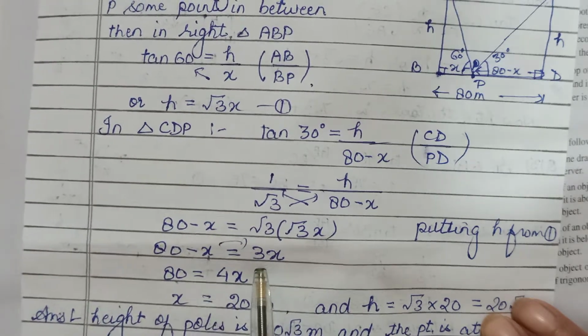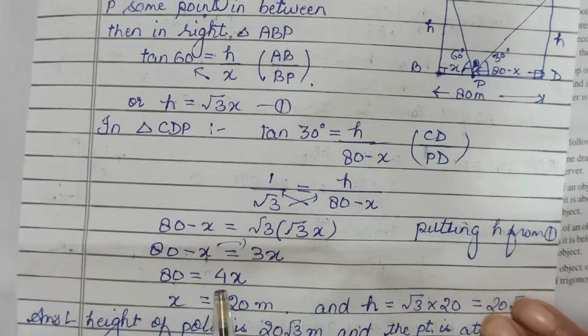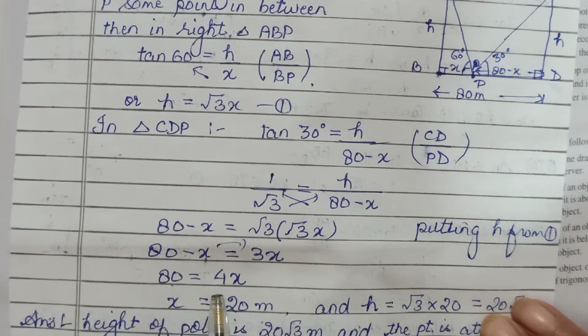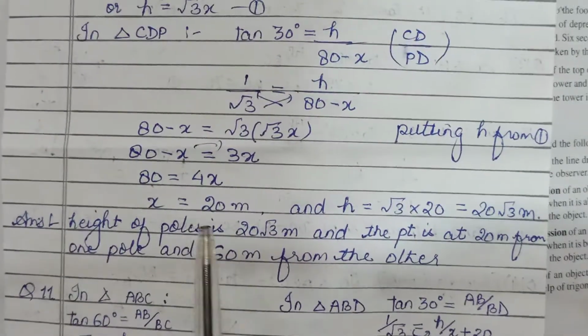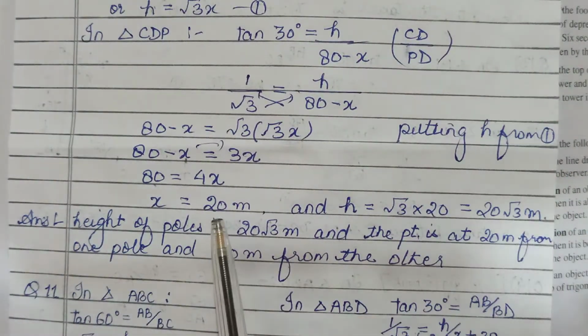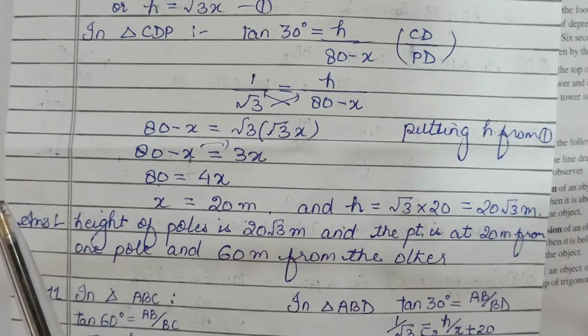And this x comes over here, so it becomes 4x. Root 3 squared x, that is 3x, plus x, which is 4x. And x will become 80 upon 4, which is 20. Okay. So we have got this distance as 20. So the leftover would be 80 minus 20, that is 60.